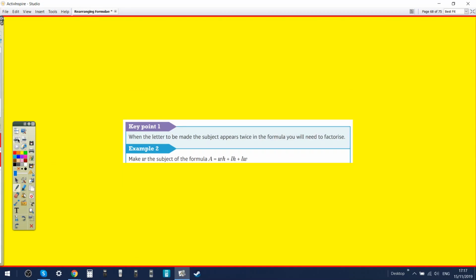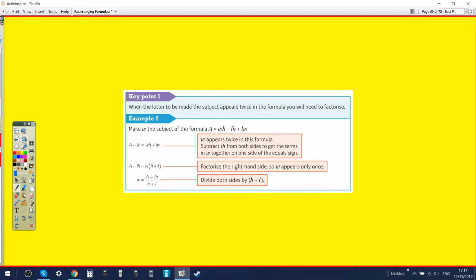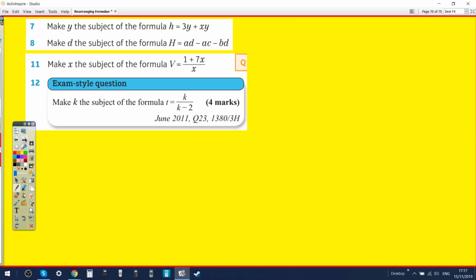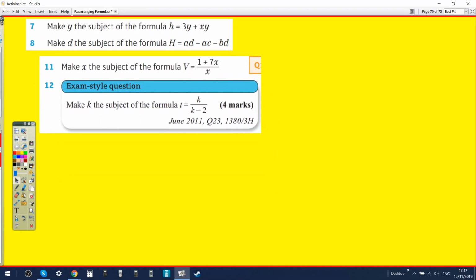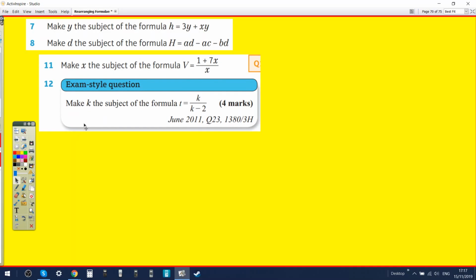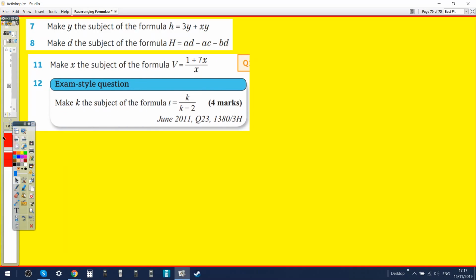I think, let me just check. So that one is similar. What was this one? Make w the subject. That's similar. Make y the subject, similar. Make d the subject. Let's do the exam style question 12.